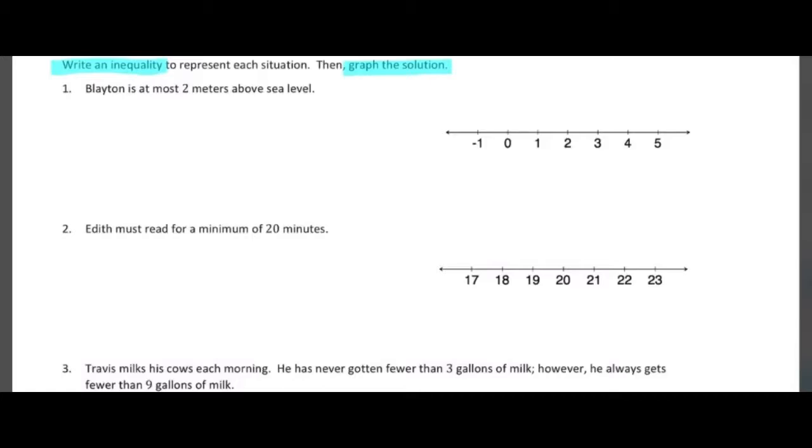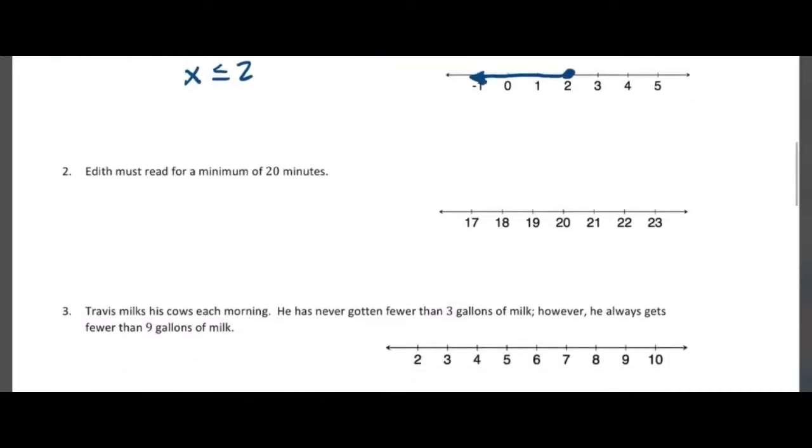Okay, so let's look. Got sidetracked. So write an inequality to represent each situation. But then I need to graph the inequality. So Braylon has at most 2 meters above sea level. So at most means it could include 2. So X is less than or equal to 2. So I have a closed dot on 2 going to the left. Look at my arrow.